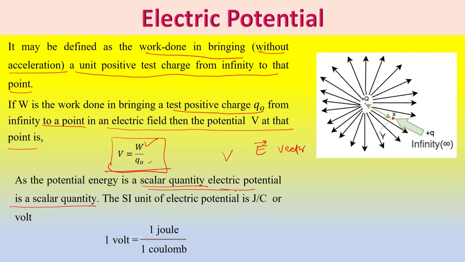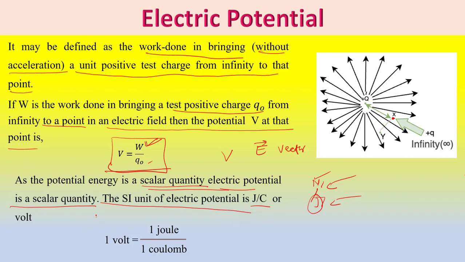So SI unit of electric field intensity is, work done unit is joules, and this is coulomb, so joules per coulomb. Electric field intensity is Newton per coulomb. Here it is joules per coulomb. Force per unit charge, energy per unit charge, work done energy, they are the same kind of things.